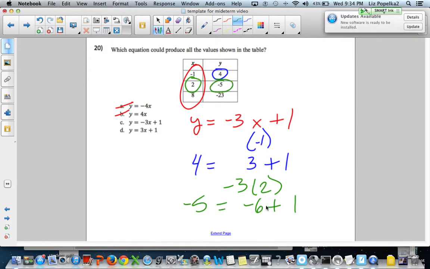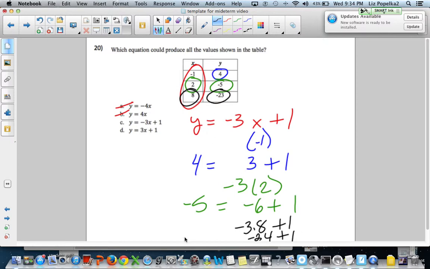Let's try that one last one. So we'll do negative 3 times 8, because that's what our x value would be. Negative 3 times 8 is negative 24 plus 1. Negative 24 plus 1 is negative 23, which is what that one is right there. So we found the function rule that'll work. It is C.